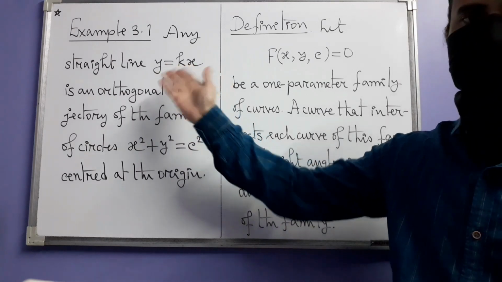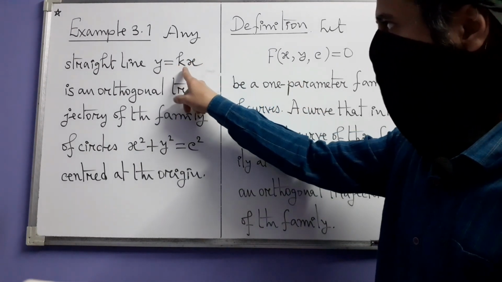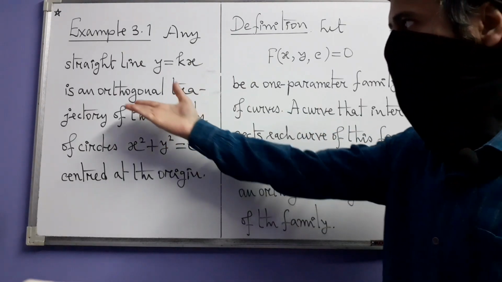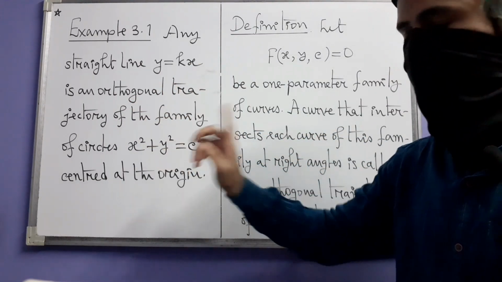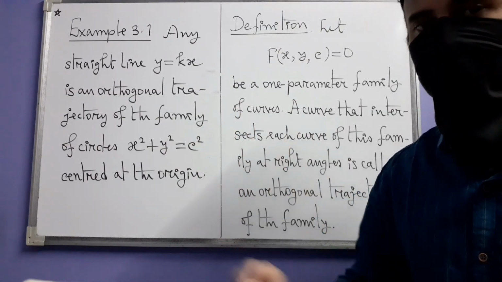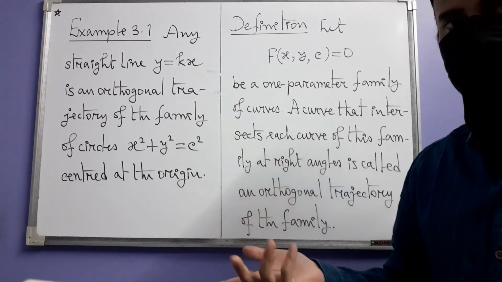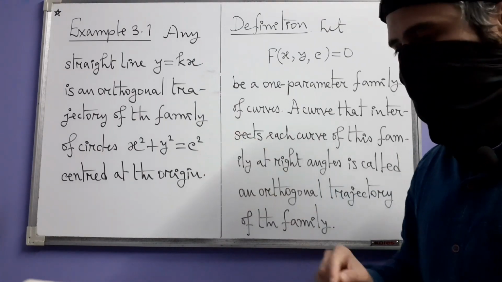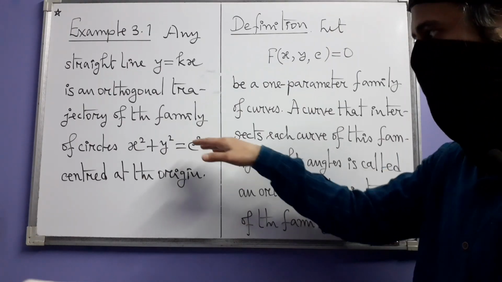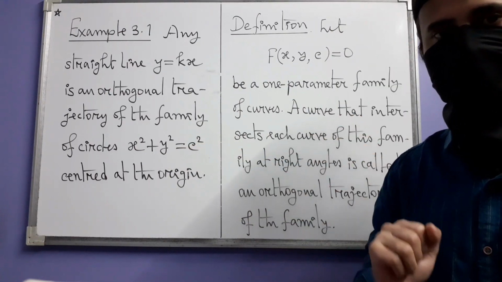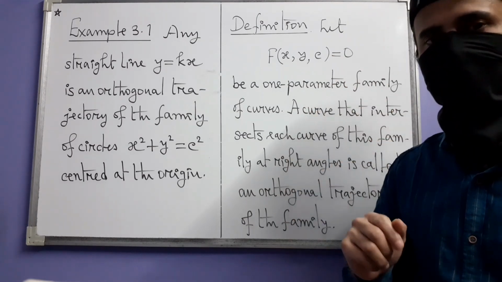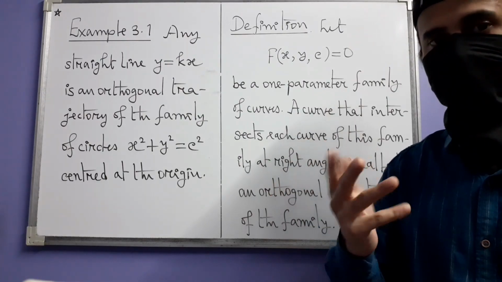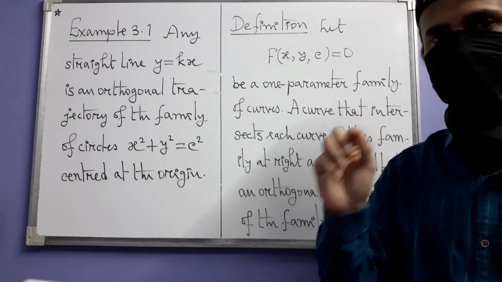Let's see this example 3.1. Any straight line of this form, which of course passes through the origin and has the form y equal to kx, is an orthogonal trajectory of the family of circles x squared plus y squared equals c squared. Here c is the parameter, which actually is any non-negative real number. This c is the radius of the circle being considered, and these circles all have their centers at the origin. So they are concentric circles all centered at the origin, and any line that passes through the origin of course is perpendicular to all of them wherever it intersects them.